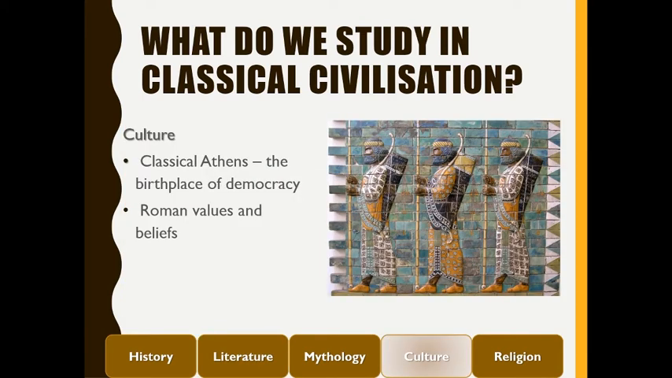We explore the culture, values and beliefs of the ancient Greeks and Romans, and we consider the effects that these have had on our own modern culture. So for example, classical Athens was the birthplace of democracy, and of course this is still the government system that many modern societies adhere to today. And we consider, for example, how Athenian democracy differs from modern democracies and how they conceive of their democracy, so how they view their democracy is different to our own.